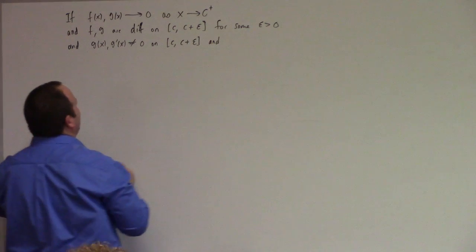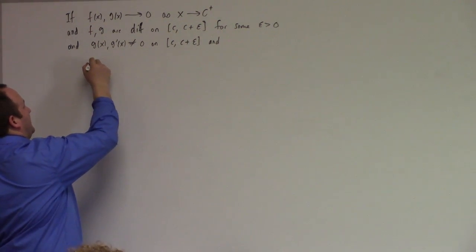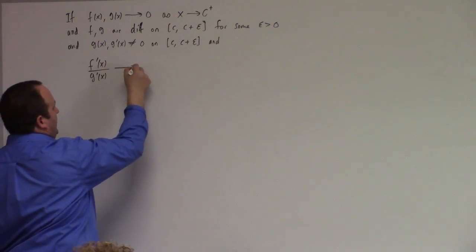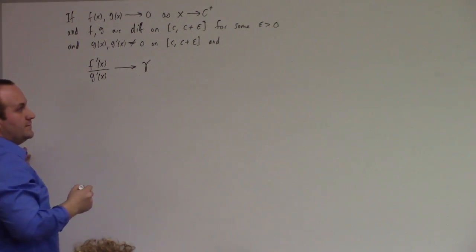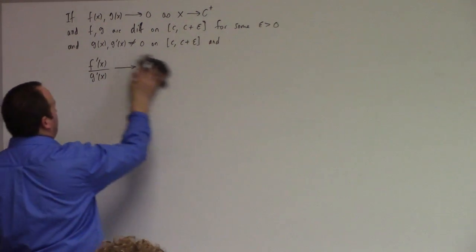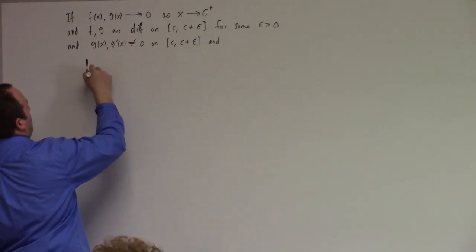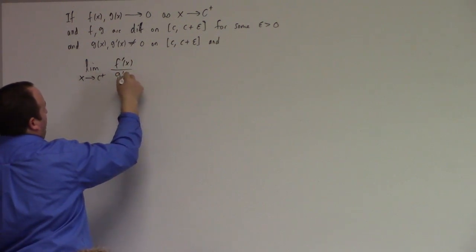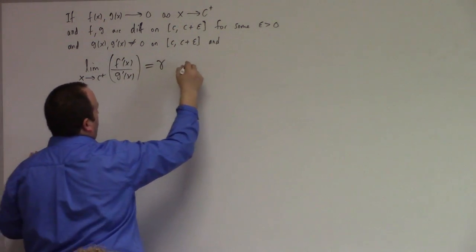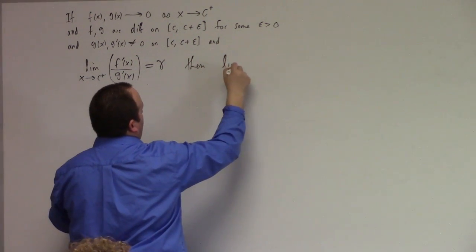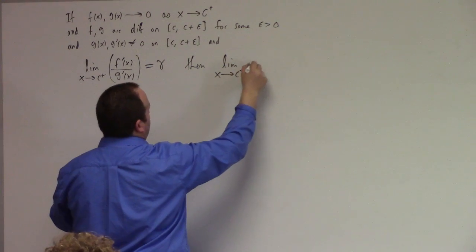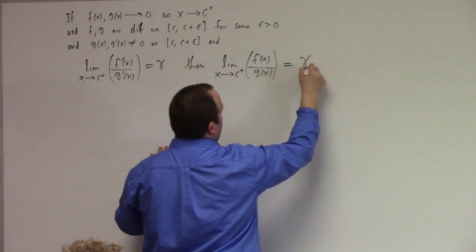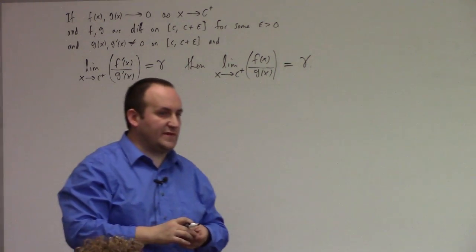and I know it keeps going, and you also have that f prime of x over g prime of x tends to gamma. Let me use the limit notation, sorry. The limit as x goes to c from the right of f prime of x over g prime of x, if this is equal to gamma, then, punchline, the limit as x goes to c from the right of f of x over g of x is also equal to gamma. This is a special case of L'Hopital's rule.